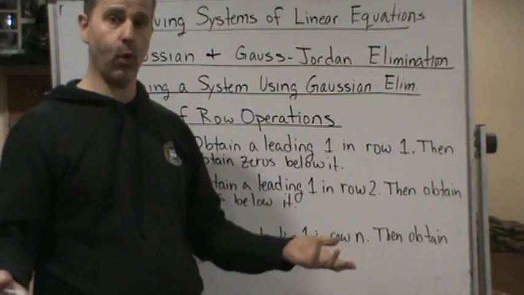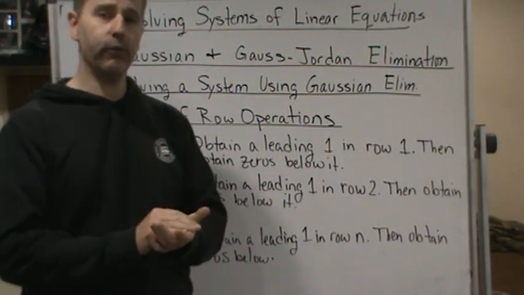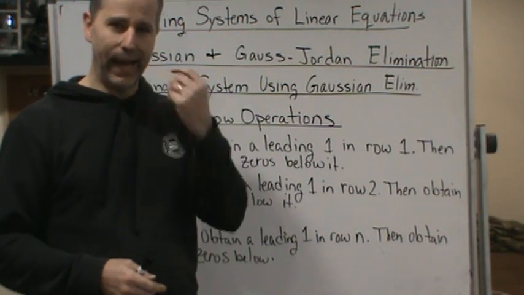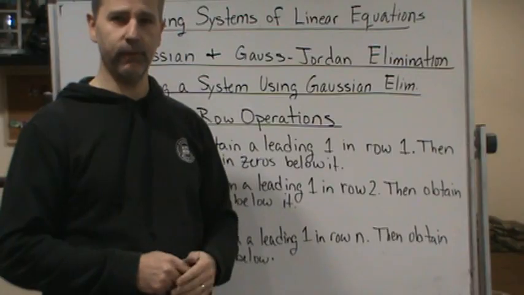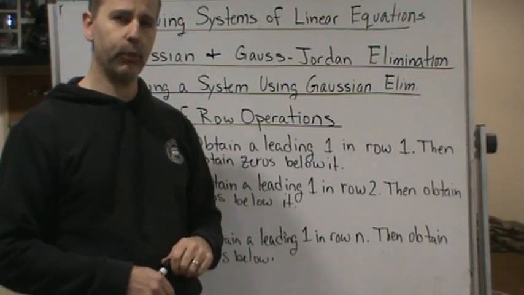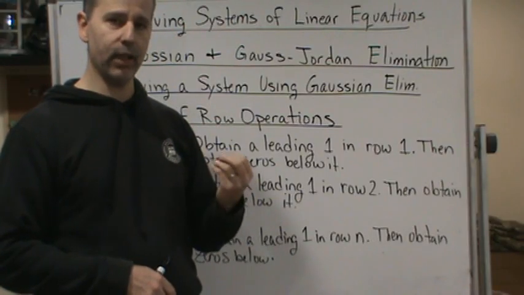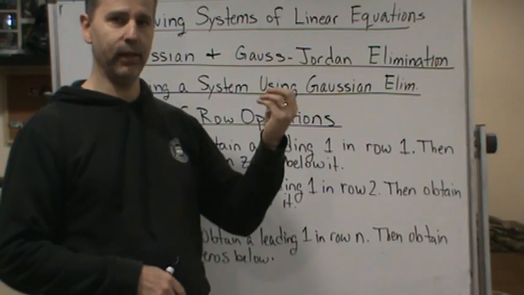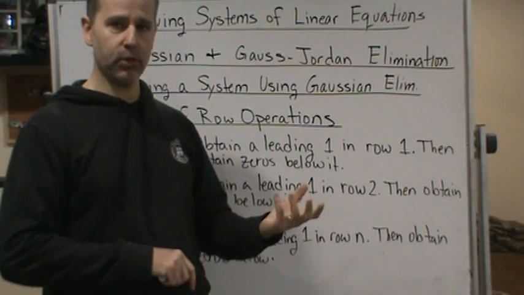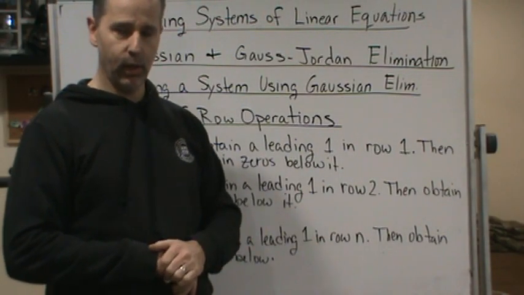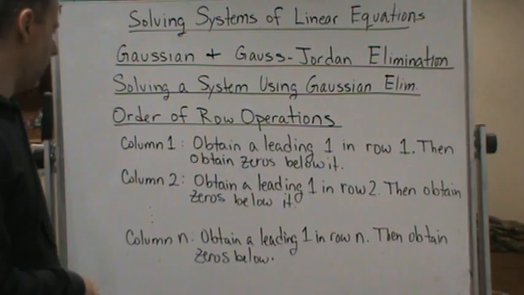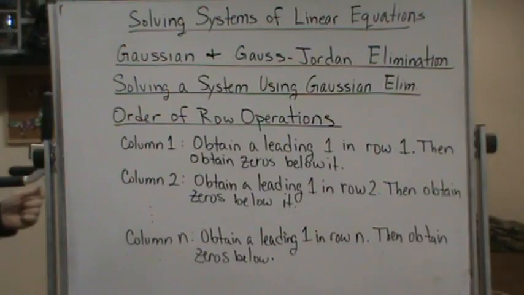So the order of row operations, right? You've heard of order of operations when it comes to adding, subtracting, multiplication, division, exponents, parentheses, right? So there's also an order of operations when you're dealing with elementary row operations in transforming a matrix into either row echelon form or reduced row echelon form. So these are the order of row operations. It's very straightforward and simple.